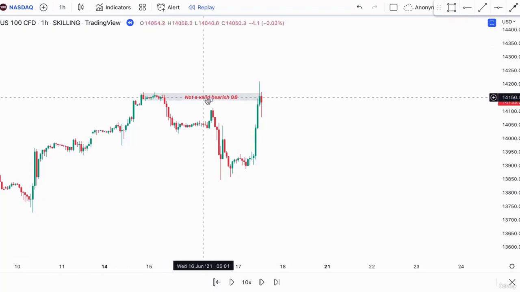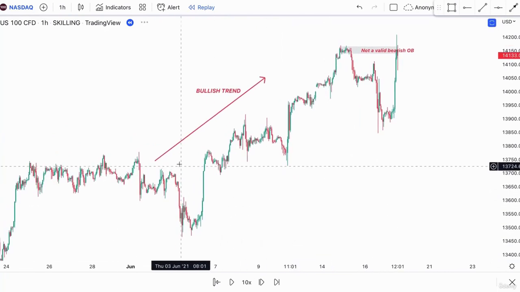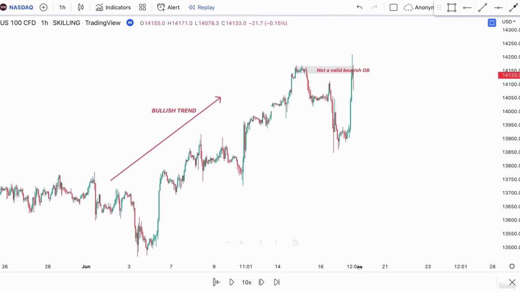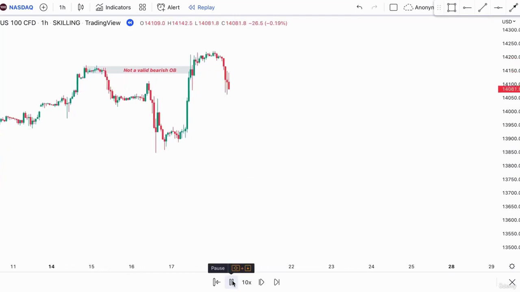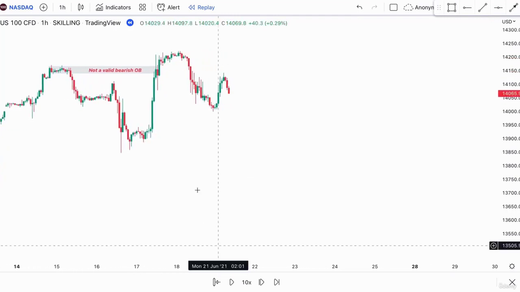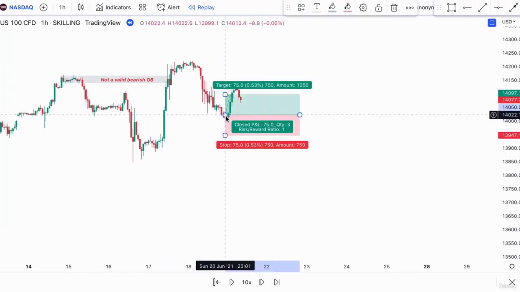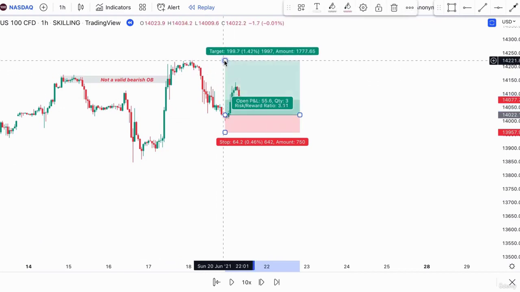We are using a 1-hour Nasdaq chart. You should not select the bearish order block as a point of interest because when you zoom out the chart, you will recognize that you are trading against a bullish trend. So here in this case, you just have to wait for the retracement to happen before taking a long position. The target will be at the level of the previous swing high.